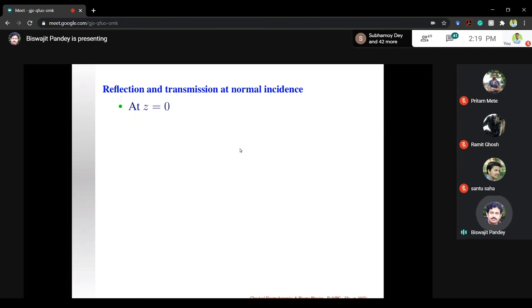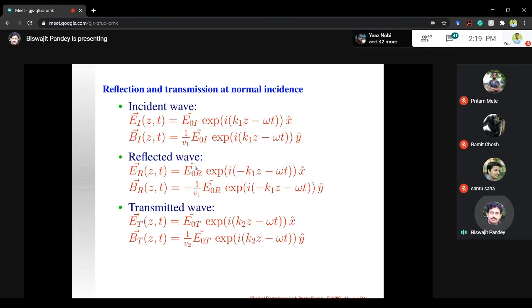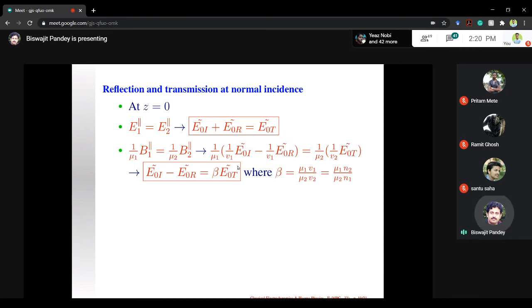If you look at the picture, you can see the magnetic field for the incoming wave is along the plus y direction, while the magnetic field for the reflected wave is along the minus y direction. So they are in the opposite direction. So the parallel components of B at the interface for the incoming and the reflected wave are in the opposite direction. That's why there is a negative sign here, right?